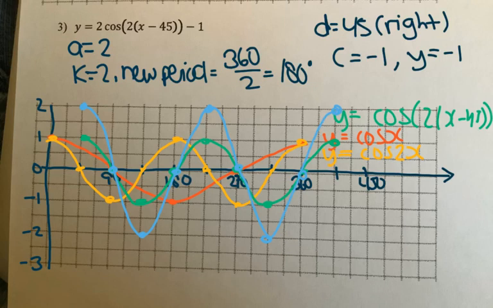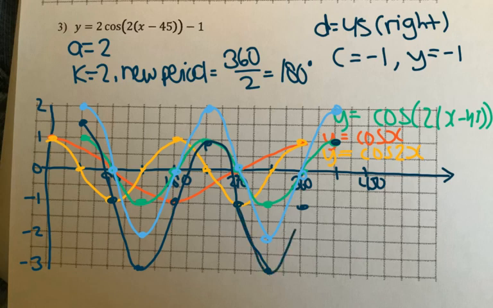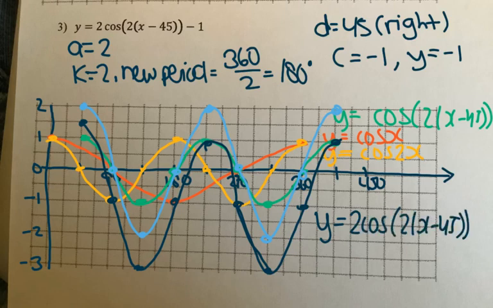And then the last thing we do is the c value. So it's -1. We're moving everything down 1. Oh, this one over here should be at -3. And then try to connect those with a smooth curve. And that is our final function. y equals 2 cos (2x minus 45) minus 1.